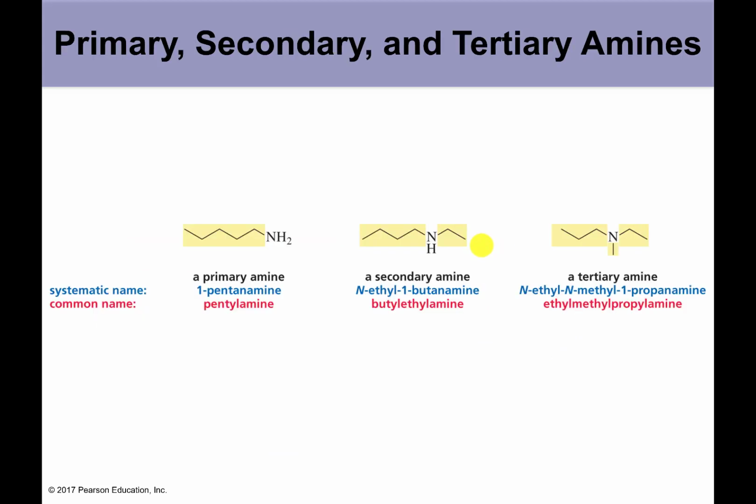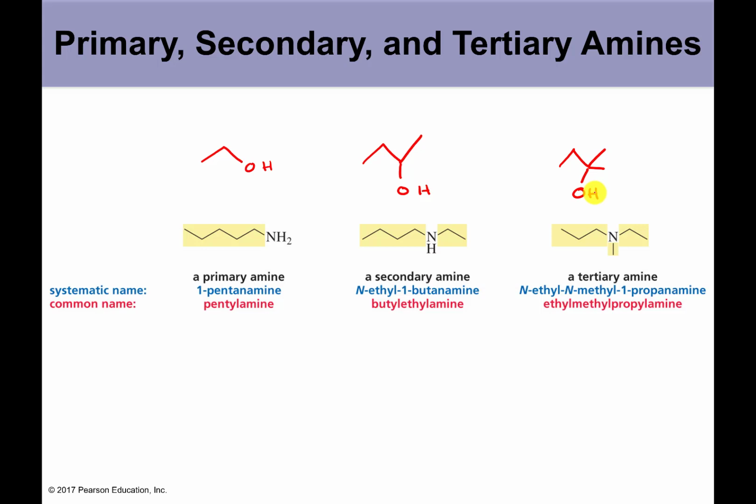When we talk about amines, we classify them as primary, secondary, or tertiary. And the only real difference between amines and alcohols is that when we talk about a primary, secondary, or tertiary alcohol, what we're really talking about is the number of alkyl groups that are on the carbon containing the oxygen or the hydroxyl functional group. For amines, it's actually the number of alkyl groups on the nitrogen. So it's a little bit different in terms of how we identify primary, secondary, or tertiary.